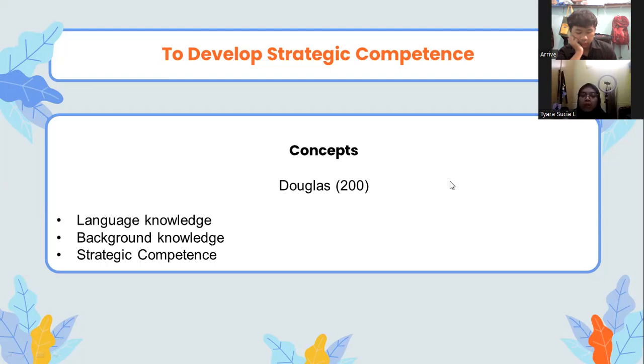So developing strategic competence here is based on the general understanding that the role of ESP is to help students adjust to their target academic, professional, or workplace environment.